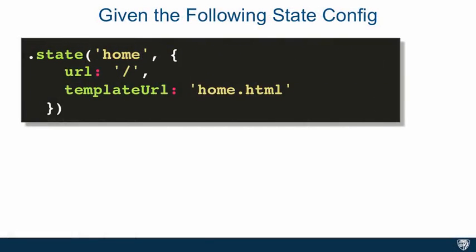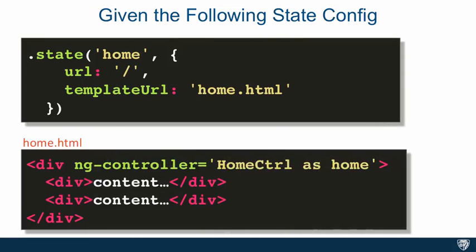Just like with any template, the HTML we provide in the file pointed to by the state's template URL property, we can declare a controller as responsible for the view model or the behavior associated with that HTML. Suppose we have a state defined with a template URL pointing to an HTML template, home.html. The home HTML template will then declare a controller using our controller as syntax, HomeController as home.